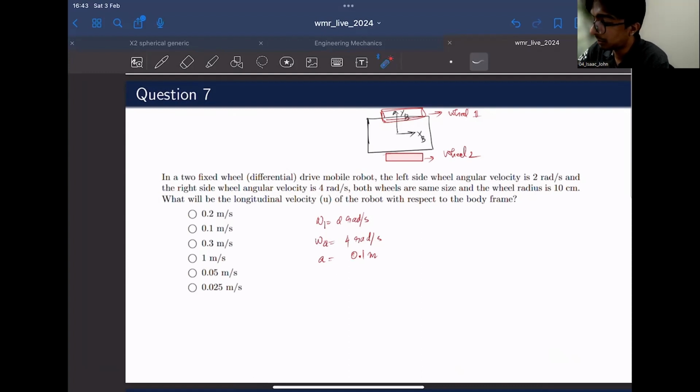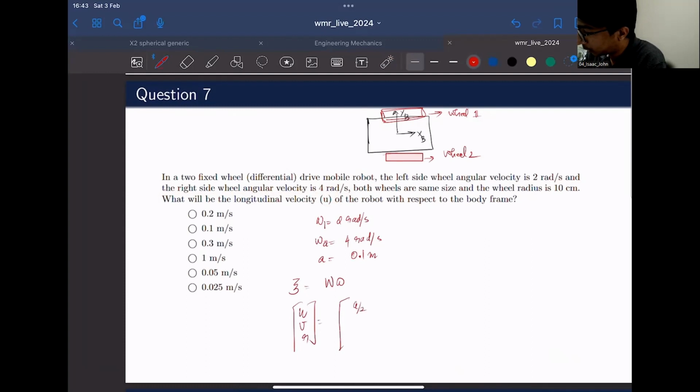You can solve this using the wheel configuration matrix. You know this relation, zeta equals W times omega. If you can recall, the wheel configuration matrix for our differential drive is: u, v, r equals the matrix A by 2, A by 2, 0, 0, minus A by 2D, A by 2D, times omega 1, omega 2.